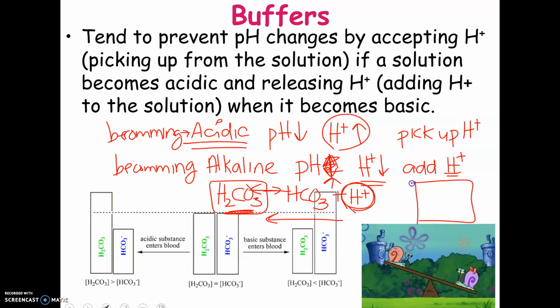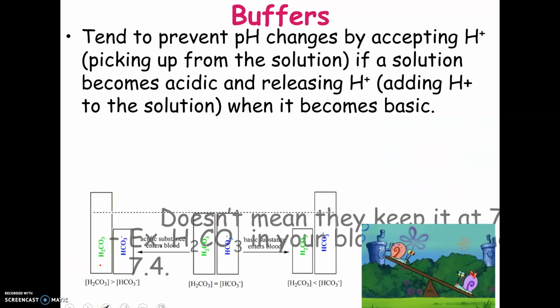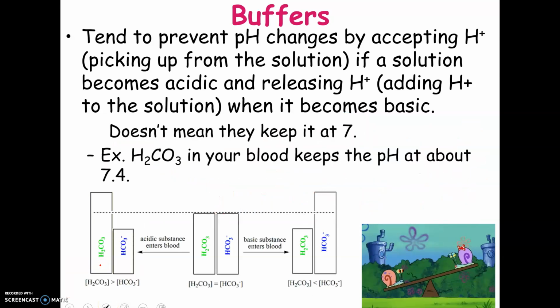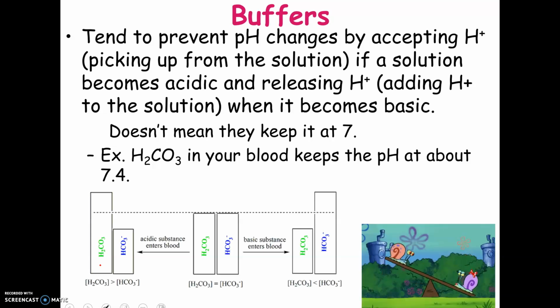So imagine a solution and it has a certain number of hydrogen ions. What the buffer can do is, if somebody adds an extra hydrogen ion, the buffer can pick it up. If there's not enough, the buffer can add some. So that's how buffers can work to moderate pHs and keep them stable. Again, it doesn't necessarily mean that it keeps the pH exactly at 7, but it can keep it from changing.